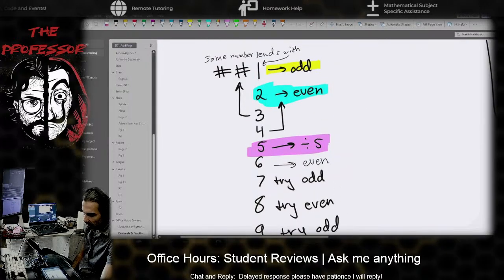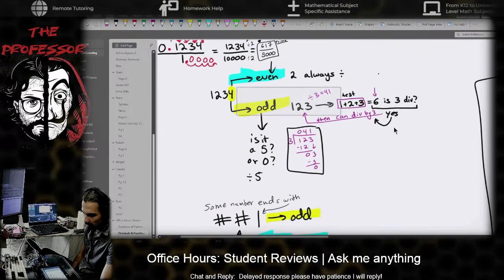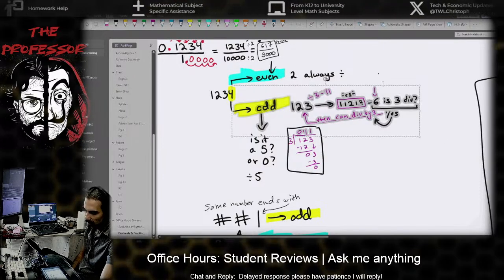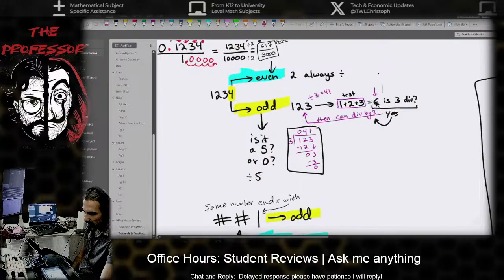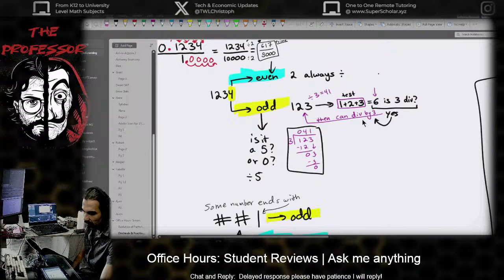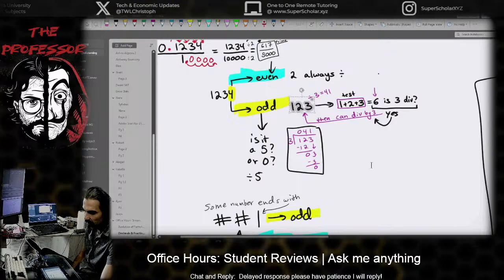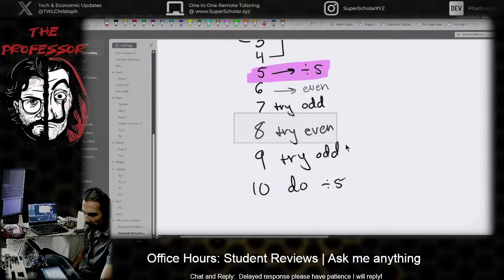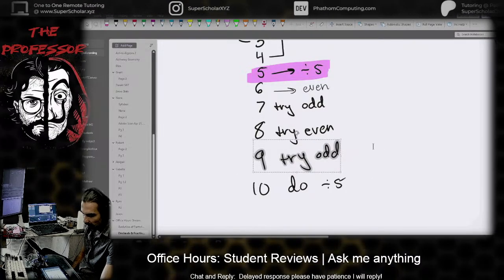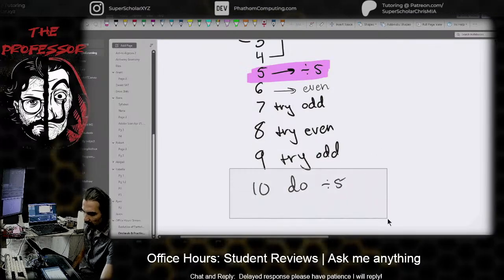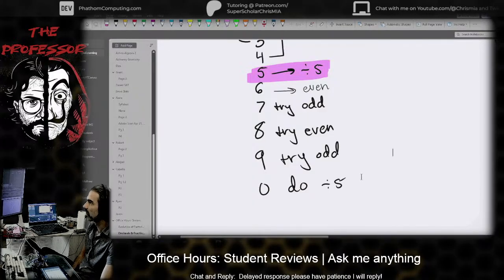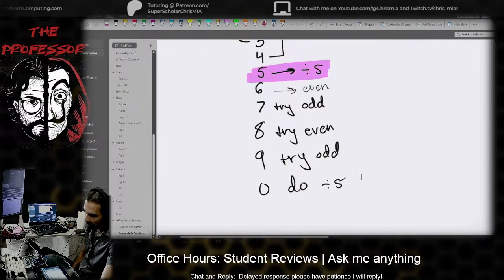7, well, we're trying the odd process, which is working out the individual digits, adding them together, getting a number, and dividing that number that you added by 3. If it works, then the original number is divisible by 3. 8, try even, same thing, divide by 2, try odd, add the digits, see if it's divisible by 3. And 10, which really just doesn't mean 10, it means you're ending at a 0. That's only one digit at the end. You're going to essentially divide by 5.